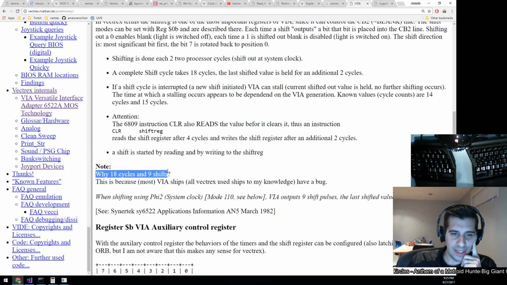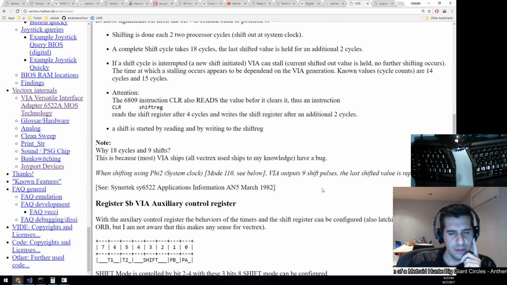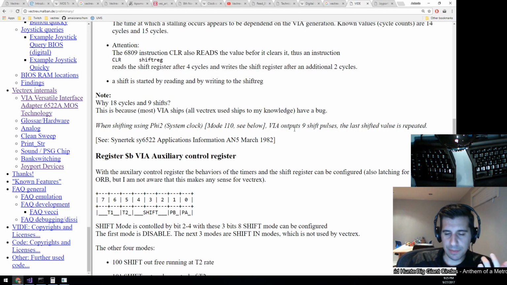Then he says, why 18 cycles and 9 shifts? 9 shifts, eh? This is because most VIA chips, all Vectrex used chips to my knowledge, have a bug. When shifting using Phi2, mode 110, see below, the VIA outputs 9 shift pulses. The last shifted value is repeated. So there you go. So that's something that I didn't do.